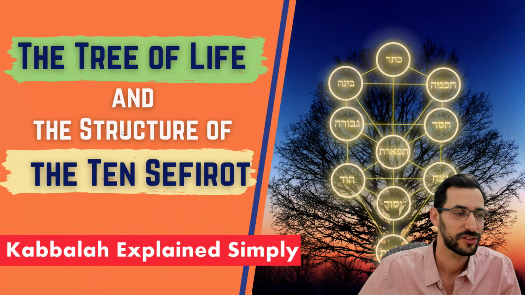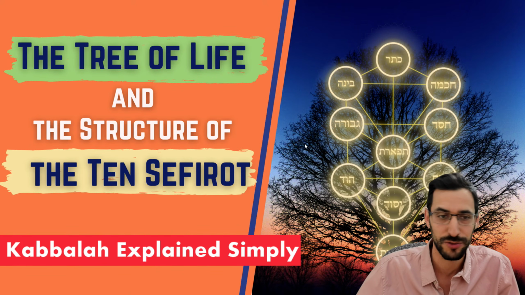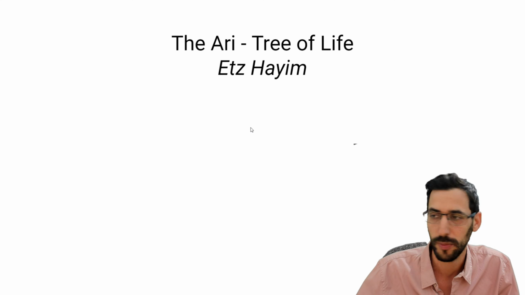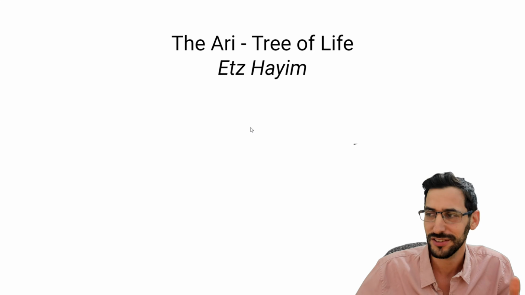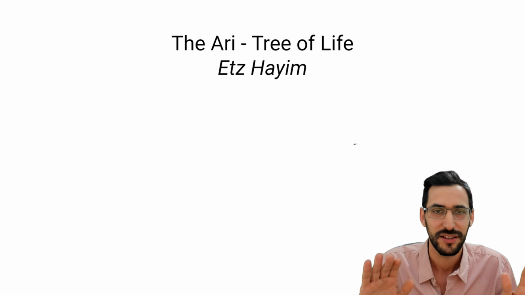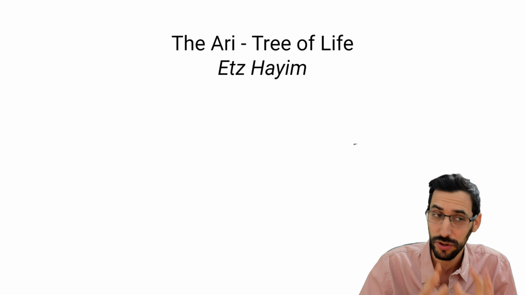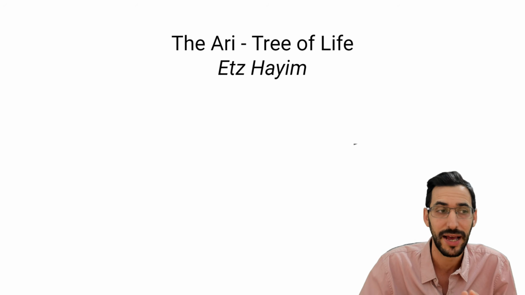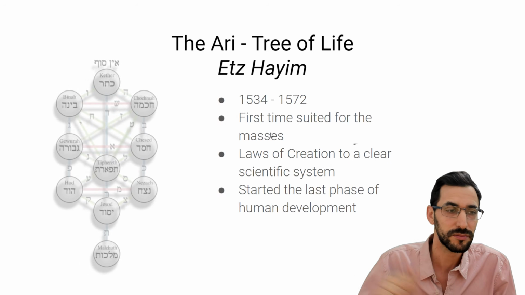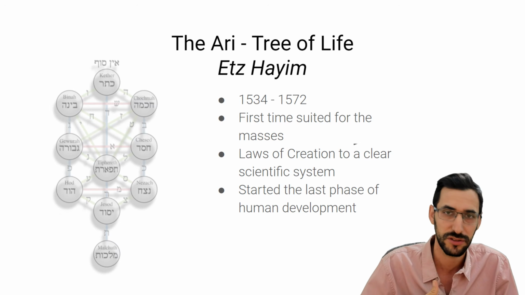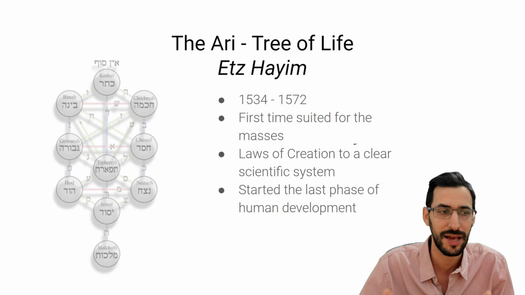Here we go. Okay, so the tree of life and the structure of the 10 Sefirot. I'm sure many of you have already seen this structure here, and we're going to be talking a little bit more about it. But first of all, just to clarify, so what is this name, the Tree of Life? Actually, the Tree of Life is a name of a book written by the Ari. So Ari was a great Kabbalist who wrote this book. In Hebrew, it's called Etz Chaim, Etz, tree, Chaim, life, tree of life.